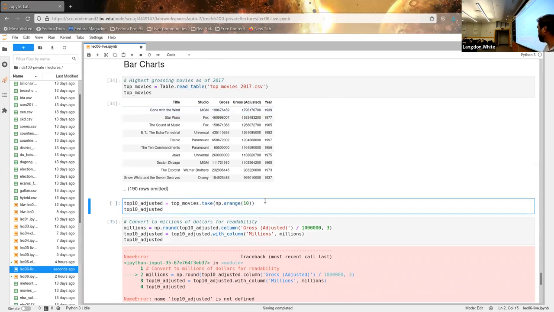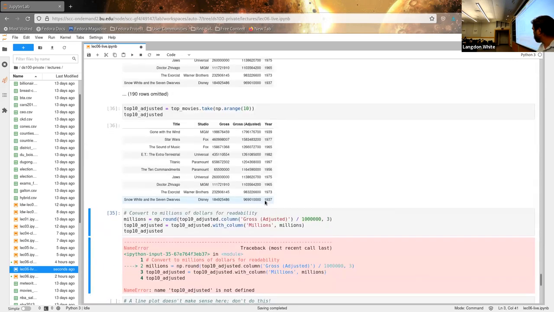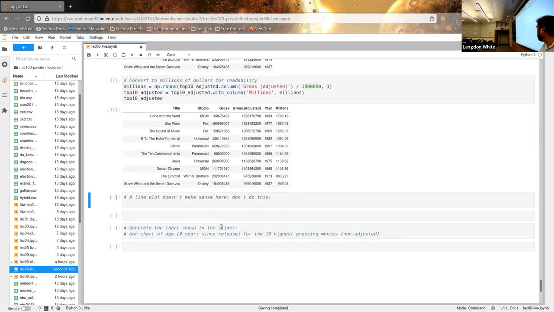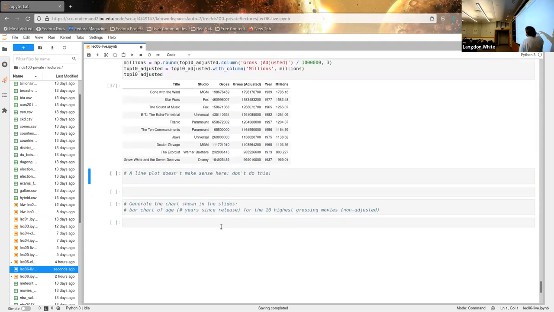This is just to get the top adjusted. So we're just gonna work with 10 of them, right? So we use the tape and we're gonna get the top 10, and put them in something called top adjusted. Then we can modify it so that we can simplify one of the columns by creating a new column that is actually in millions. Just to make it a little simpler to read.